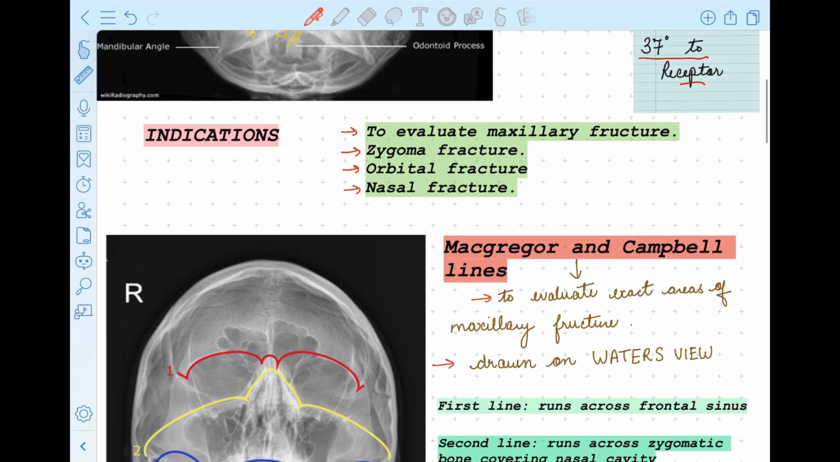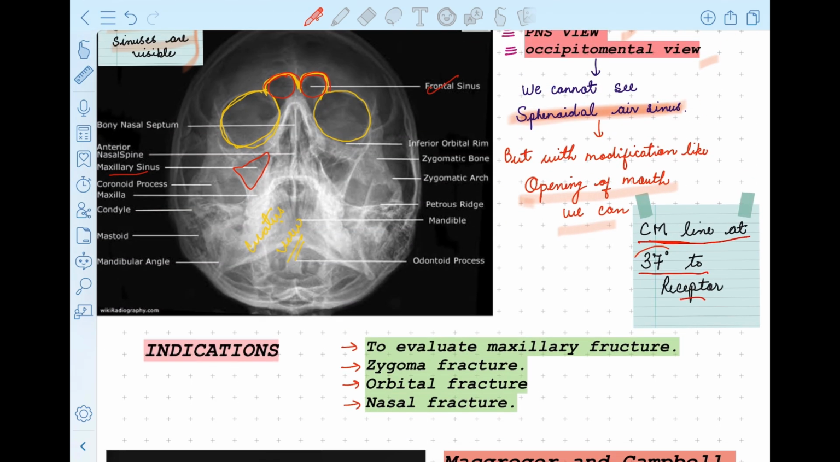So in Waters view, the CM line is at 37 degrees to the receptor. It is a NEET question also. So the Canthomeatal line is at 37 degrees to the receptor.